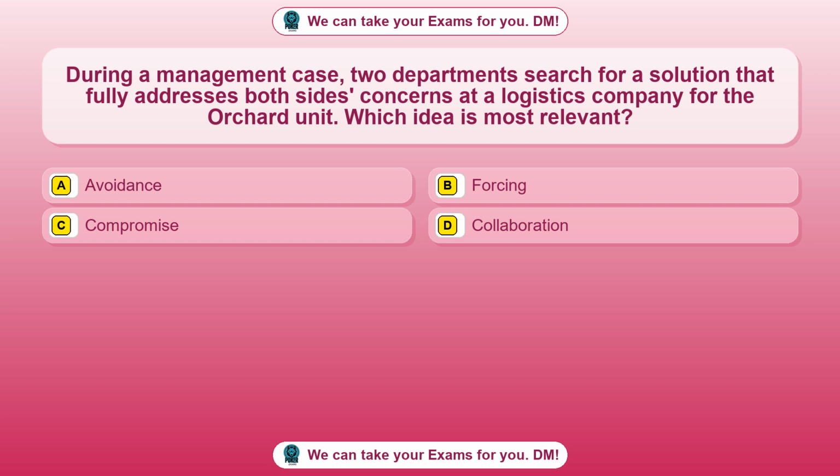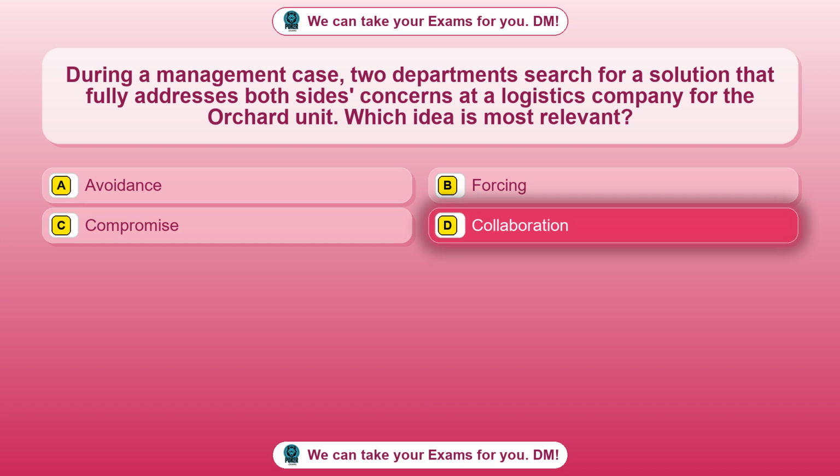Question 13. During a management case, two departments search for a solution that fully addresses both sides' concerns at a logistics company for the Orchard unit. Which idea is most relevant? Option A. Avoidance. Option B. Forcing. Option C. Compromise. Option D. Collaboration. The correct answer is option D.